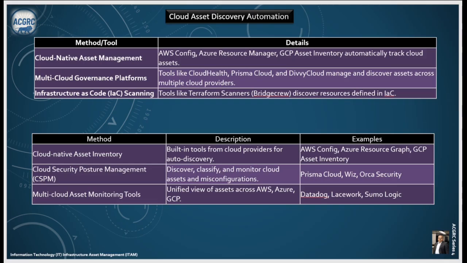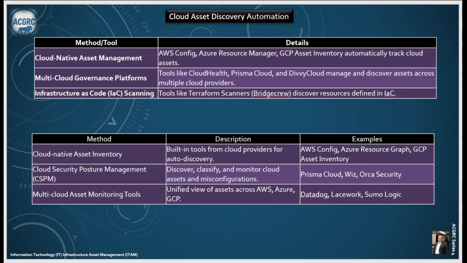When it comes to cloud, the automation has three parts: cloud-native asset management, multi-cloud governance, and infrastructure as code. The first is where cloud assets are automatically tracked for the inventory. The second discovers assets across multiple cloud providers. And the third discovers resources defined in the IaC. Cloud-native asset inventory is about built-in tools from the cloud provider for auto discovery. Examples are AWS Config, Azure, etc.